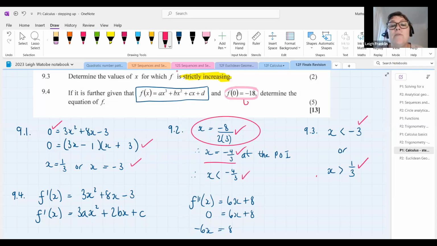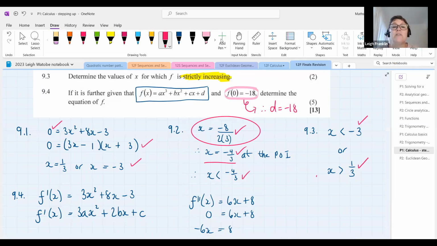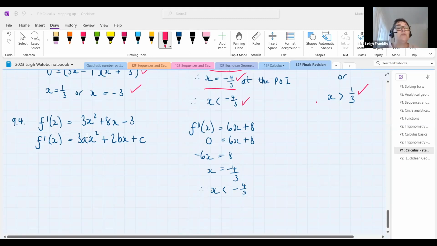What does this mean over here? Good. Well done, everybody. So that means that d is equal to -18. They've told us that. They've given us the y-intercept. Beautiful. But now what we've got here is a way for us to be able to work out what a, b and c are. So we have to do this by inspection.